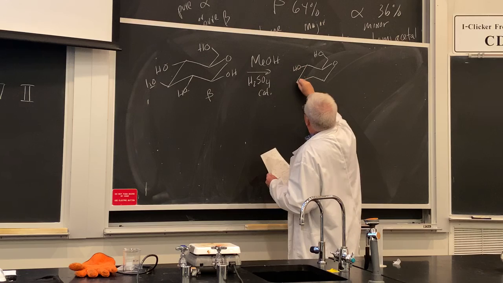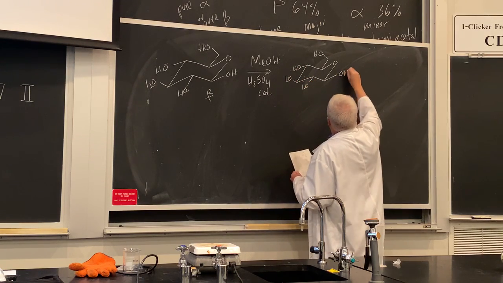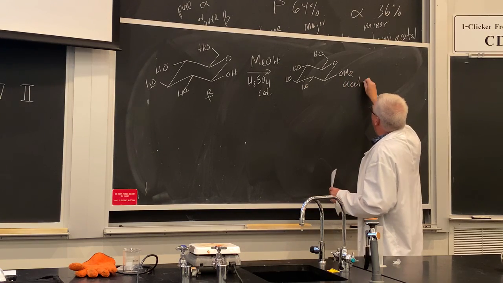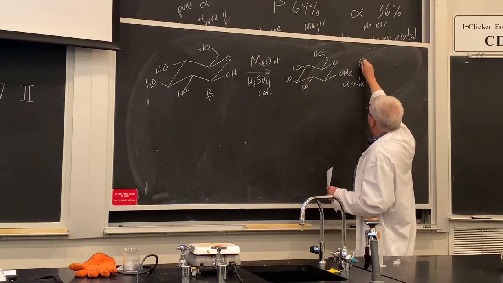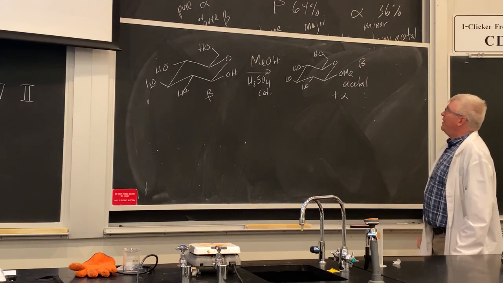The alcohols are going to stay the same there. And we're going to get the methyl ether right here. Notice that's now an acetal. Okay, I'm showing the beta one. You actually get plus some of the alpha one. Okay, up and down there.